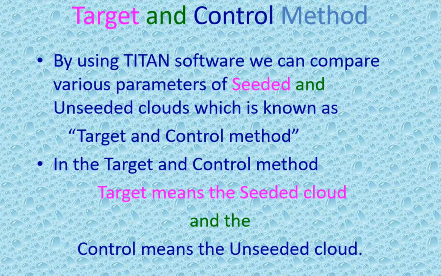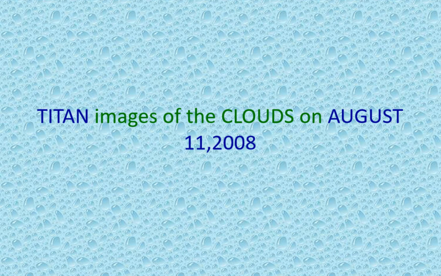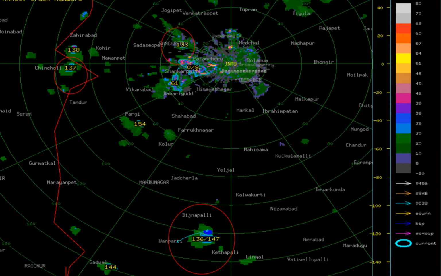By using Titan software, we can compare various parameters of the seeded and unseeded clouds, which is known as the target and control method. In the target and control method, target means the seeded cloud and control means the unseeded cloud. You can see this picture of the cloud on August 11, 2018. Here different parameters are shown, and here you can see the unseeded cloud and this one is the seeded cloud. So this is our target cloud and this is our control cloud.